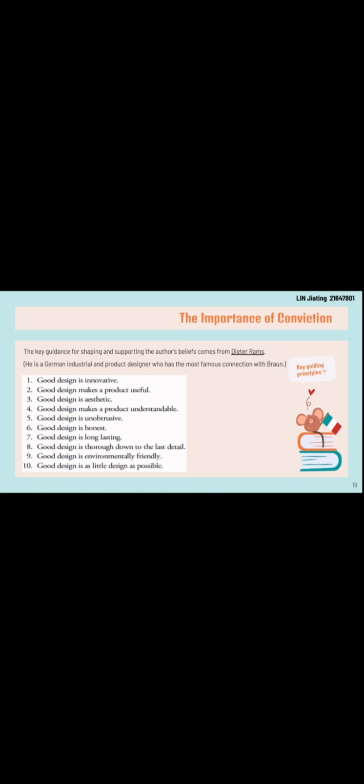The key guidance that now most helps to shape and support the author's beliefs comes from ideas outside the boundaries of visual design, in Dieter Rams' work. Rams is a German industrial and product designer who has the most famous connection with the Braun Company. He conceived the 10 principles that express what he believes are the most important features of good design. The contents are as follows.